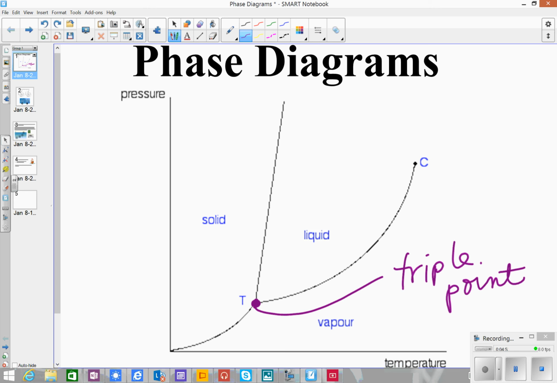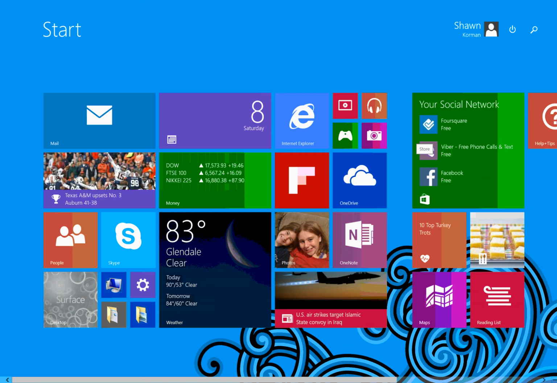Every substance can be anywhere on this graph as long as they're under the right temperature or pressure conditions.